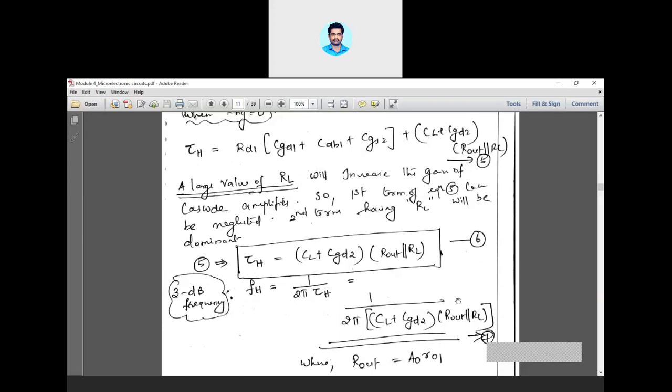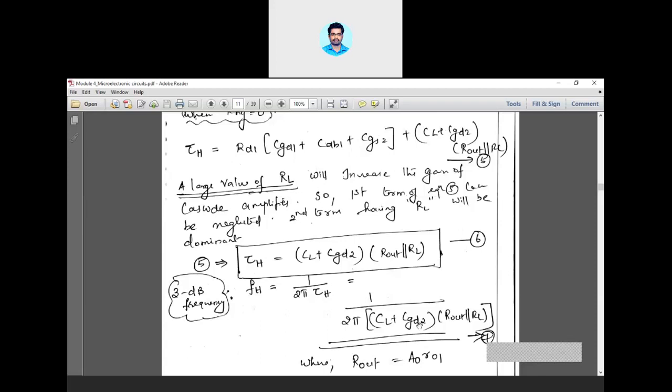Earlier we had 4 different cases. From that I simplified the equation by taking the common terms, and I had only 3 terms. Then I assumed that Rsig equals 0 and neglected the first term. Then I assumed that RL is very large, so the second term is also neglected. The only term left is the third term, so this is the total time constant. Now simply by putting it in this equation you will get FH. The cutoff frequency FH is now dominated by the value of load resistance RL, since you are taking a very large value of RL.